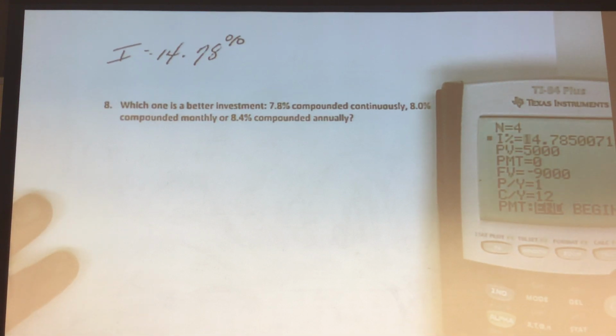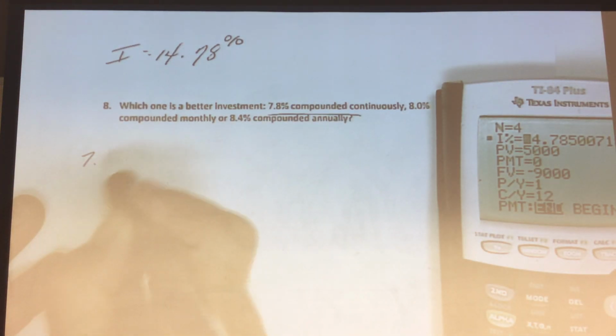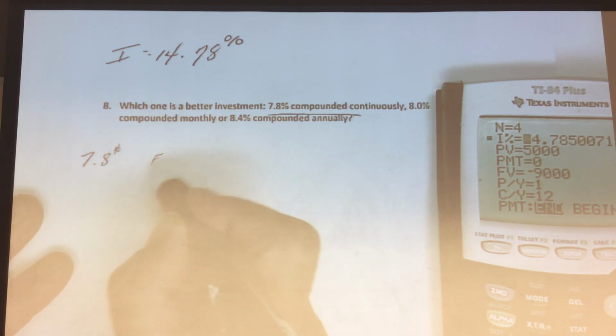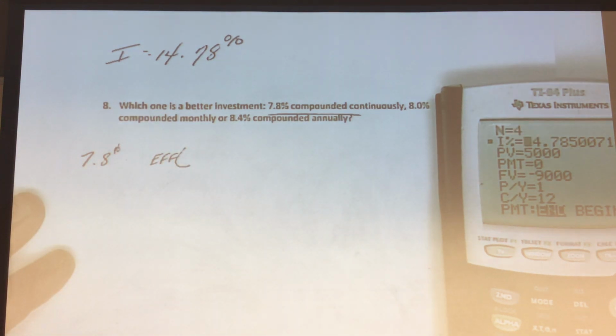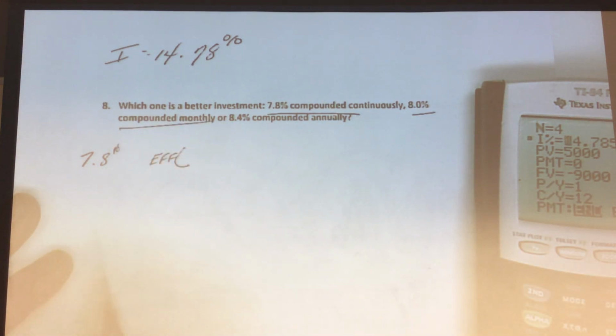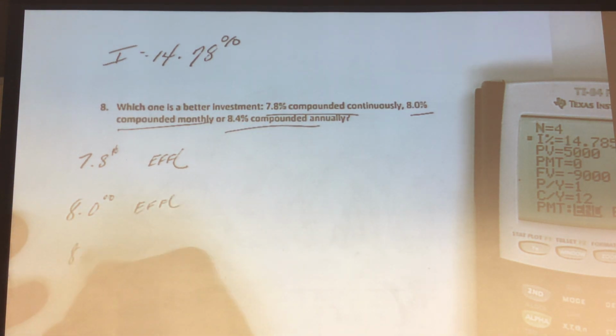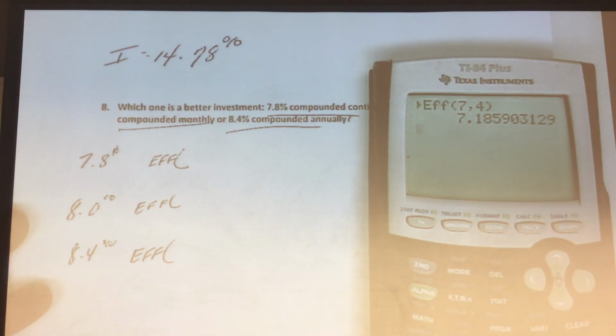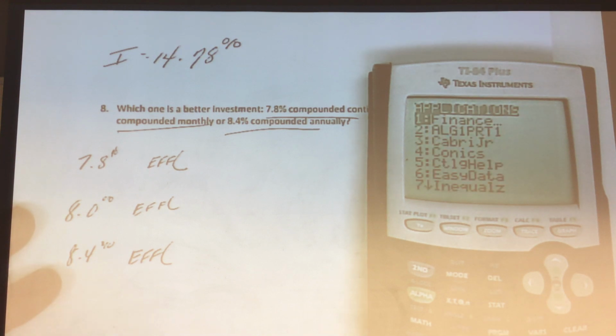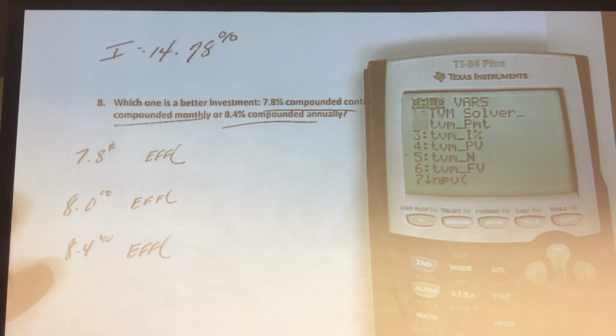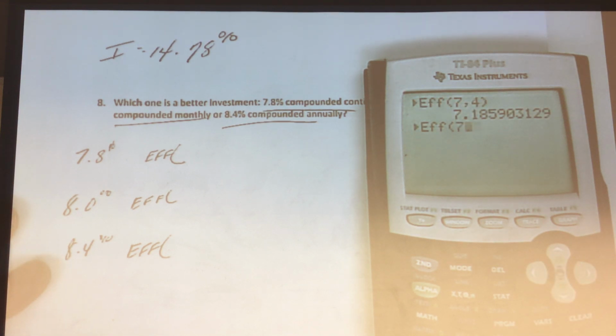And now number 8, which is a better investment, 7.8% compounded continuously, or 8.0% compounded monthly, or 8.4% compounded annually? So let's find the true rate for all these percentages. So 7.8%. Let's do apps, finance, again EFF, and the rate is 7.8.